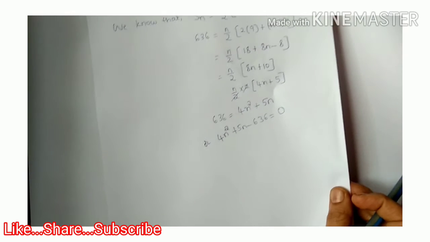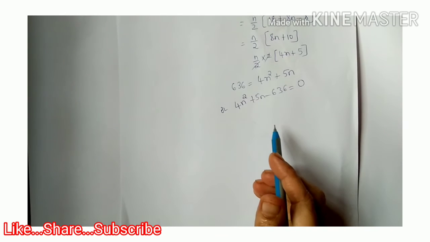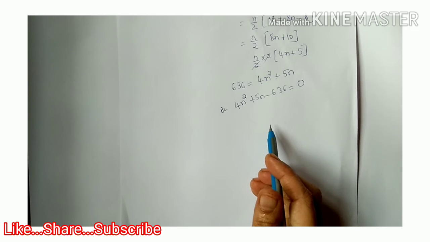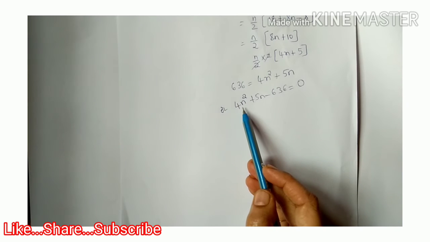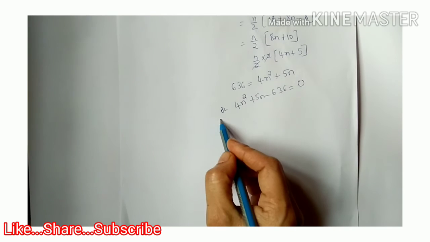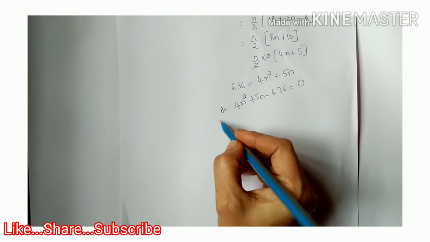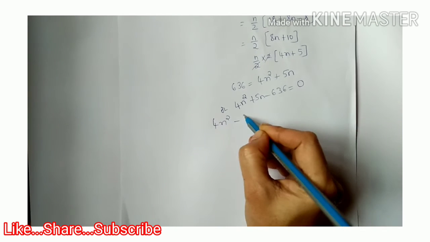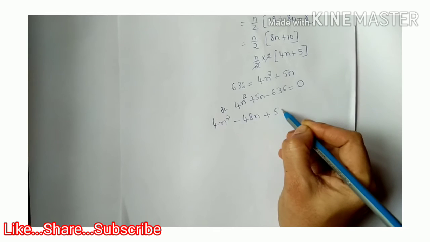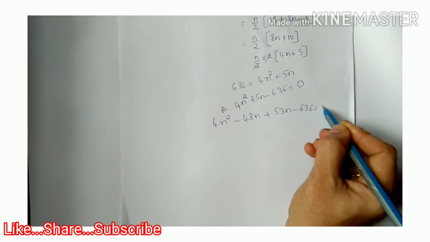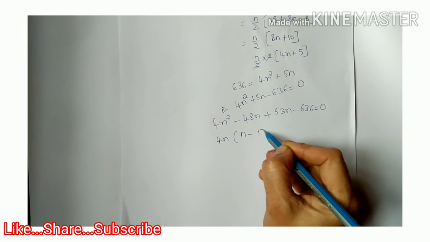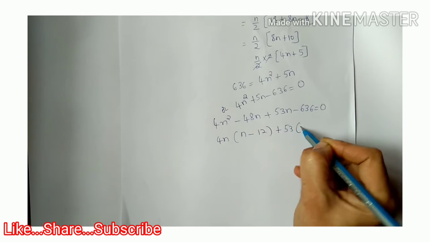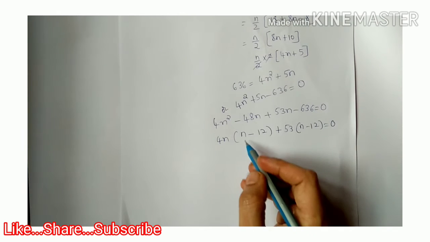This is a quadratic equation, solved by the method of factorization by splitting the middle term 5n as a sum of two terms whose product is 636 into 4n square. We can write 4n square minus 48n plus 53n minus 636 is equal to 0, or 4n into n minus 12 plus 53 into n minus 12 is equal to 0.